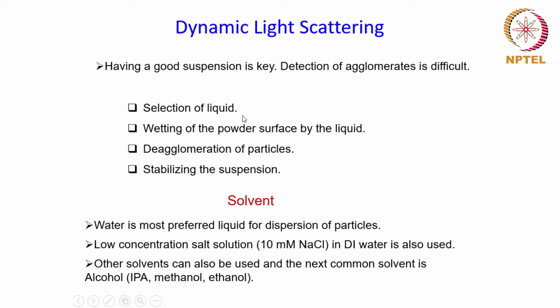Now once the liquid is chosen and the particles are added to the liquid to make the suspension, it is essential that the powder particle surface is wetted by the liquid. That means the particle surface should be entirely covered by the liquid. Otherwise, a good suspension will not form. Okay. So wetting of the particle surface is also very important, and this is something that we need to discuss in a little more detail, and I'll come to that in a little while.